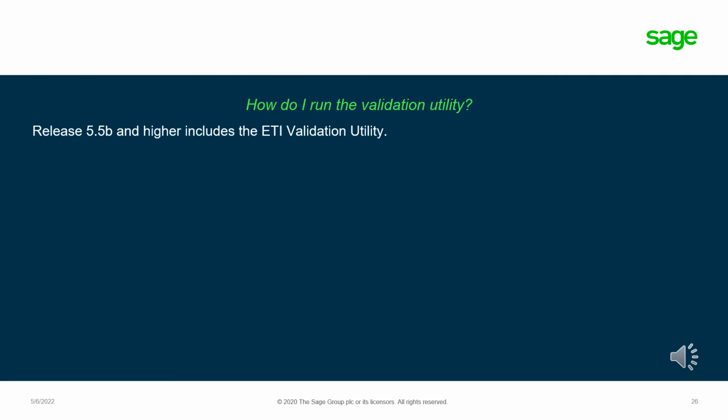How do I run the validation utility? From Release 5.5b and higher, the ETI validation utility was included in all the updates. To access this utility, from the main menu, click on Utilities, select ETI, select ETI validation.